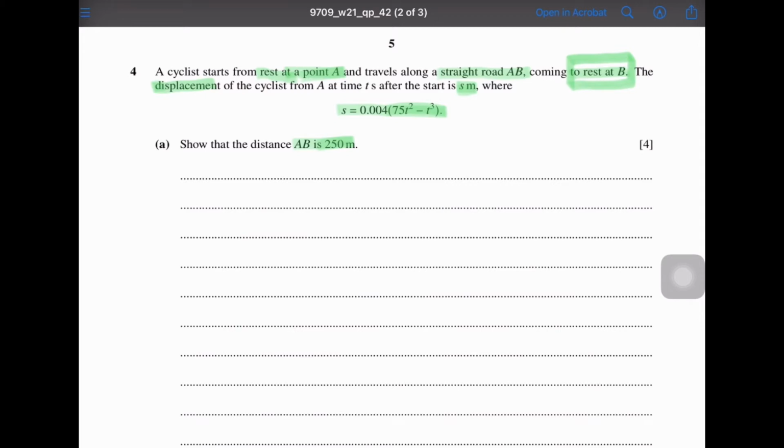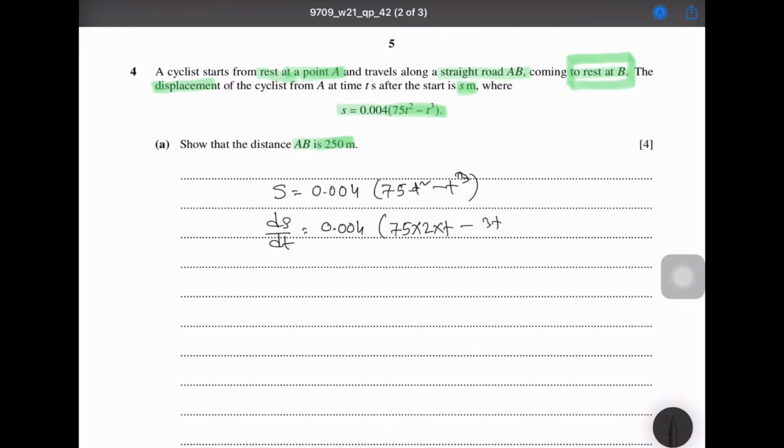So let me differentiate. S equals 0.00475 t square minus t cube. ds/dt equals 0.00475 times 2t to the power 2 minus 1, minus t cube, that is 3t to the power 3 minus 1, that is t squared.